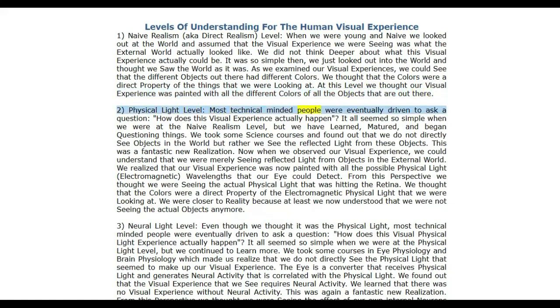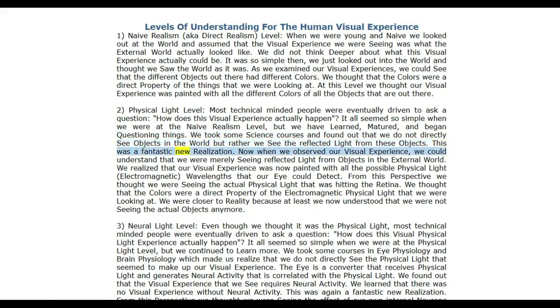2. Physical light level. Most technical-minded people were eventually driven to ask a question. How does this visual experience actually happen? It all seemed so simple when we were at the naive realism level. But we have learned, matured, and began questioning things. We took some science courses and found out that we do not directly see objects in the world, but rather we see the reflected light from these objects.